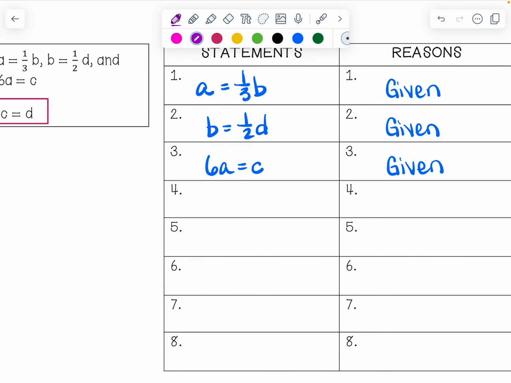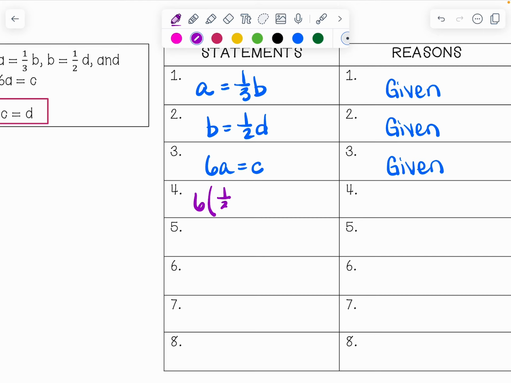So let's see. Something that jumps out at me is that I know A equals 1/3 B. And then I see another A right here. And again, you might see something totally different. It's okay. I'm just noticing something and I'm going to take a leap. I'm just going to try it and see where it takes me. Right? No pressure. Here we go.